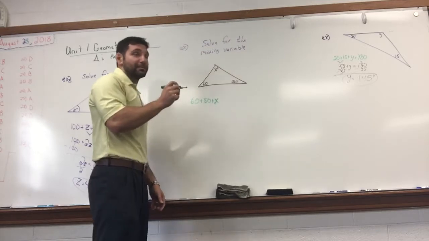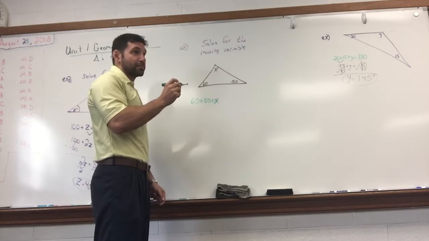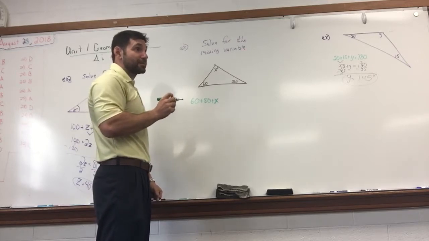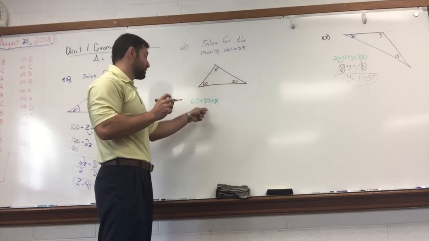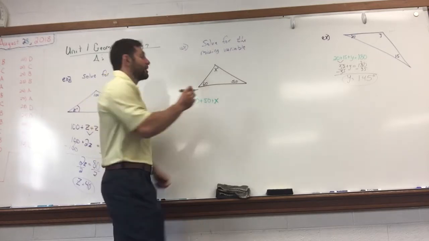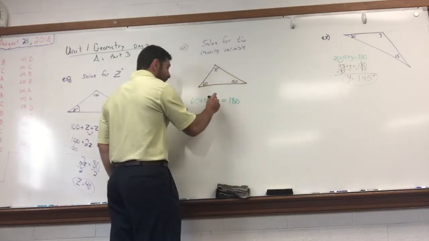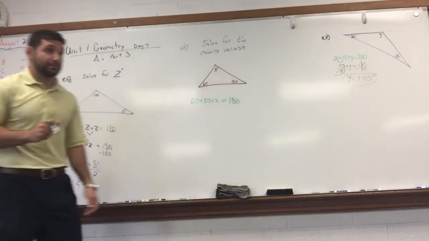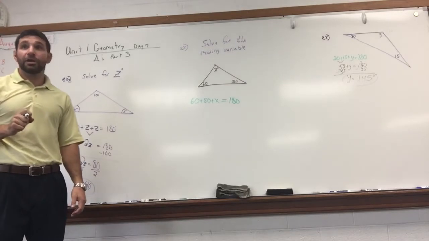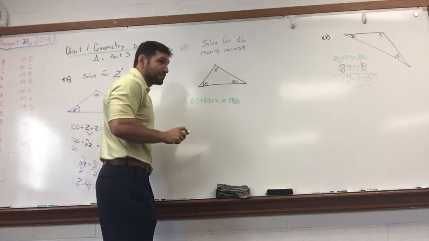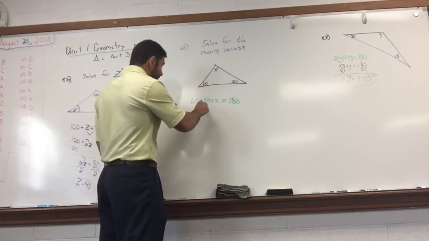Can we call on a friend? Yeah, what does sum mean? It has to add up to what? 180. So what am I going to put? 60 plus 50 plus x equals 180. There we go. An equation has to have an equal sign. Okay? So, let's keep on going. Miss Izzy, 60 plus 50.